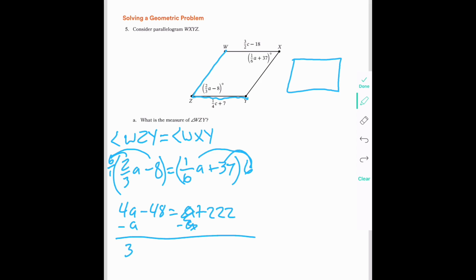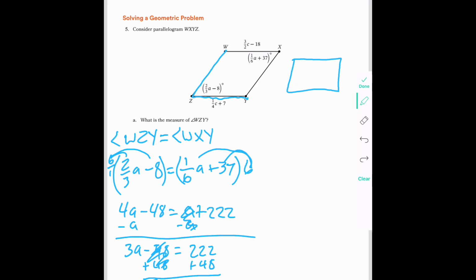That gives 3A minus 48 is equal to 222. Then we would add 48 because we have to get rid of that, which would equal 3A. It's equal to 270. And then divide by 3 to say that A equals 270 divided by 3, which should be 90. Okay, A equals 90.